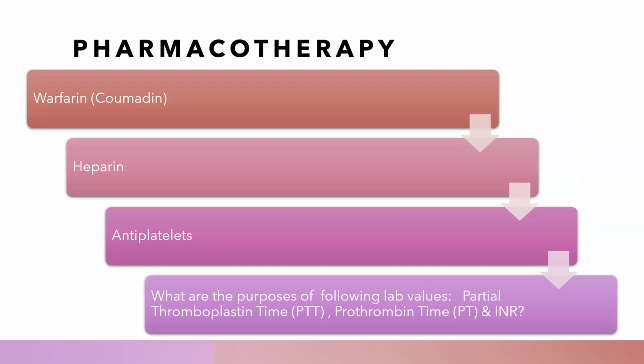Again, here's some pharmacotherapy. We've talked about warfarin, heparin, antiplatelets. What are the purposes of the lab values? The PT, PTT. Remember, PTT is for heparin, PT and INR is for Coumadin. Review that if you need to. Look at the notes that I have here. Lovenox, those medications. There's a bunch of medications in this particular presentation.